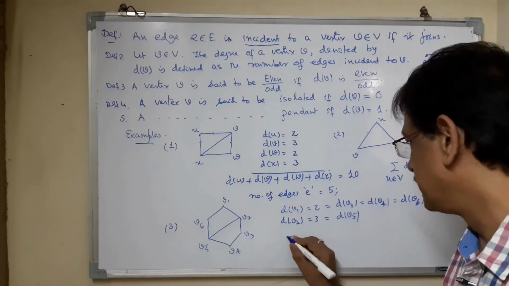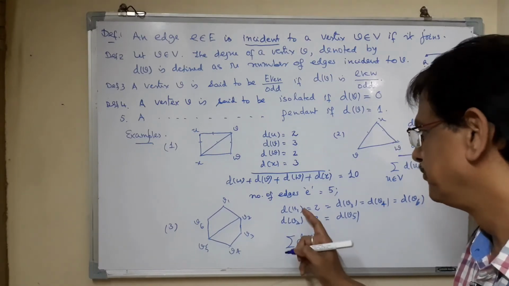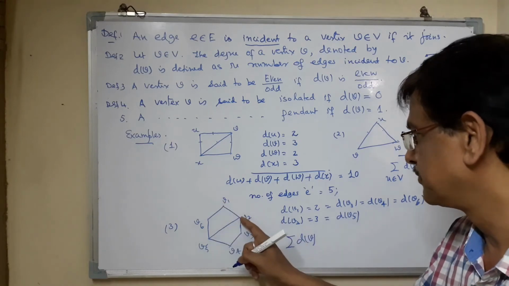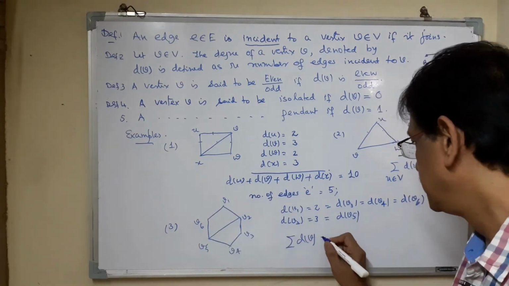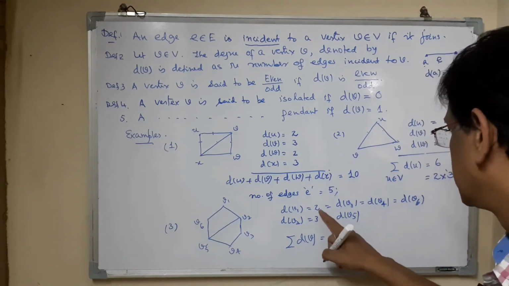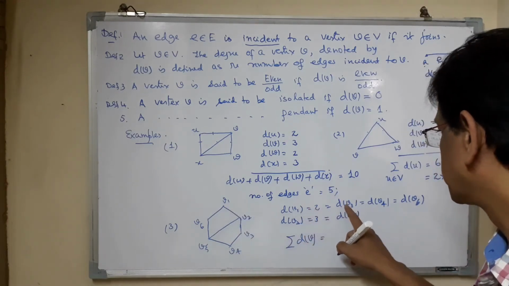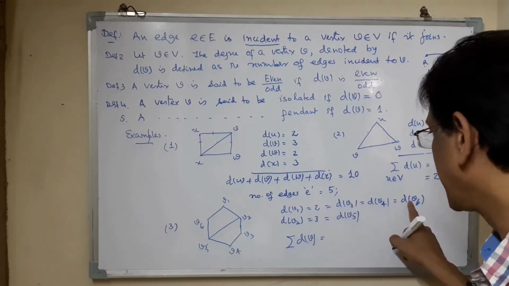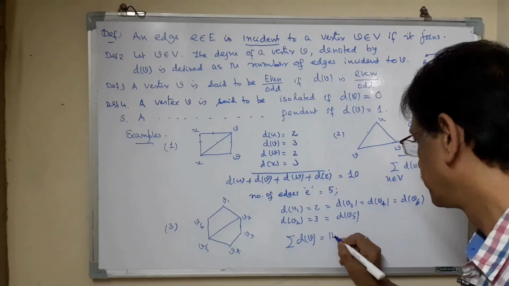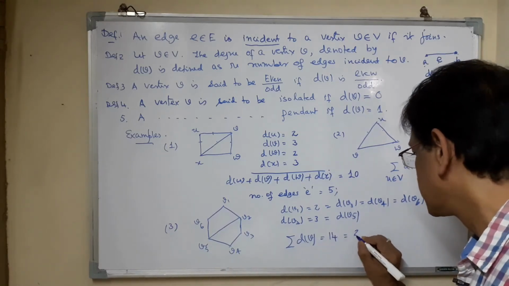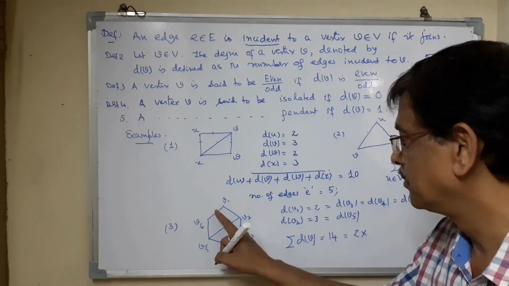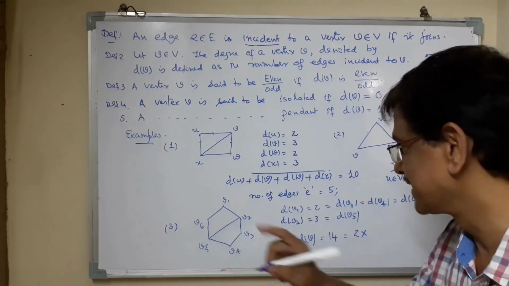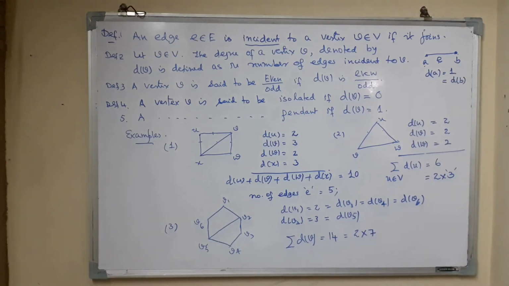Again, what is the sum? Sigma dV, I'll write down. It means the degree of V1 plus degree of V2 plus degree of V3 and so on. This is 2 plus 2 plus 2 plus 2, this is 8, 8 plus 6, 14. So I can see this as 2 times the number of edges. How many edges are there now? 1, 2, 3, 4, 5, 6 and 7. So 2 into 7. Again, V1, V3, V4, V6 are even vertices, V2, V5 are odd vertices.